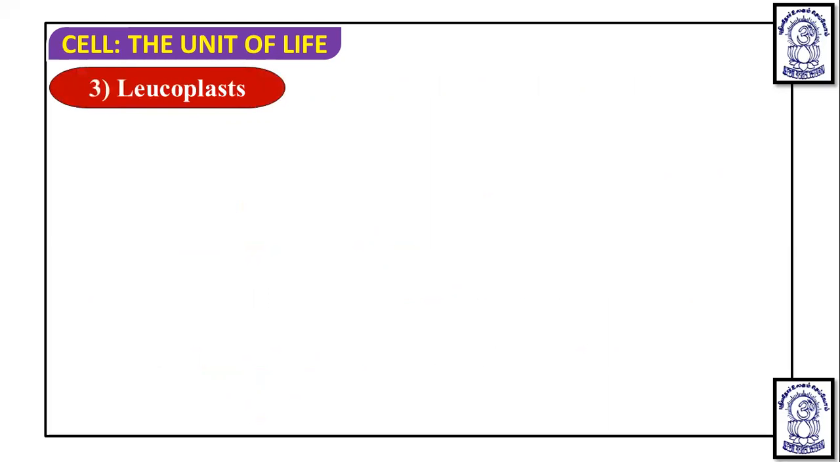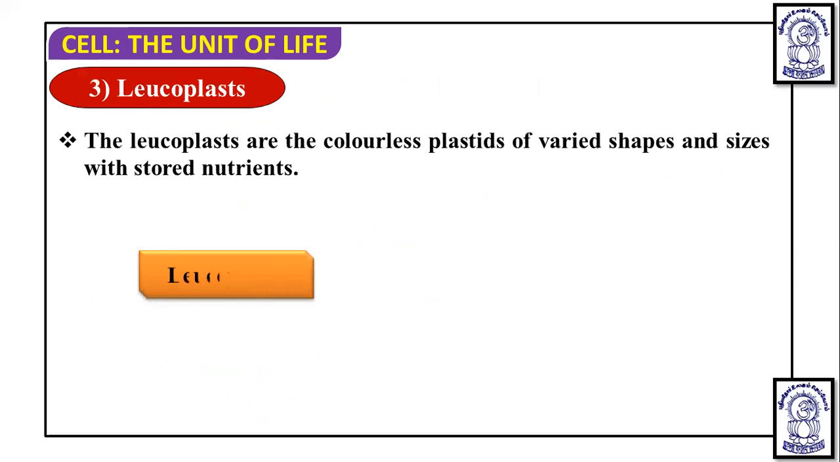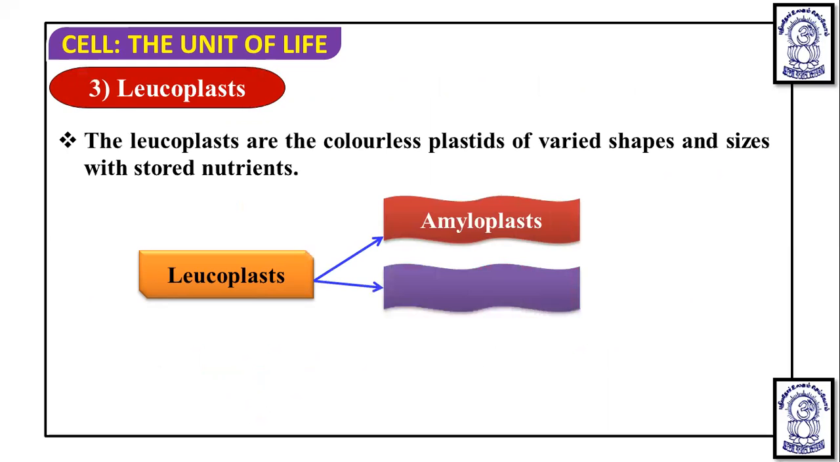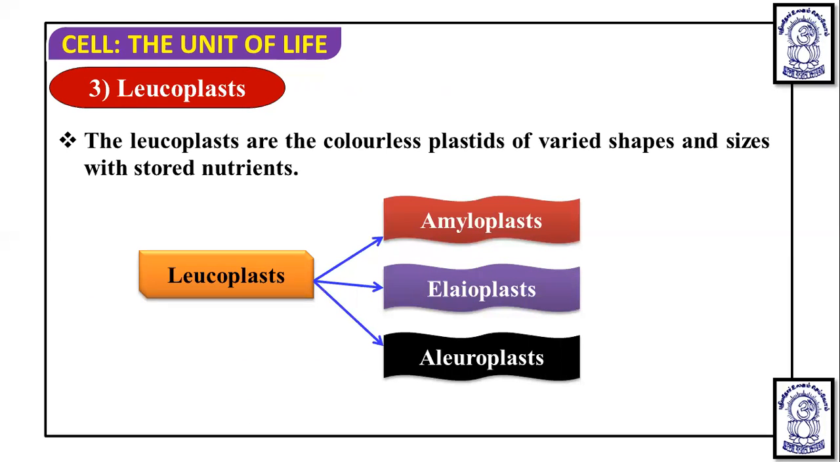Now after colored plast, next we are going to talk about the leucoplast, which is a colorless plastid. And these leucoplasts are colorless plastids of various shape and size, but the main function of them is to store nutrients. So based on the type of nutrient they are storing, the leucoplasts are of different types, like amyloplast, elaioplast, and aleuroplast. So if we talk about these three, that is amyloplast, elaioplast, and aleuroplast.